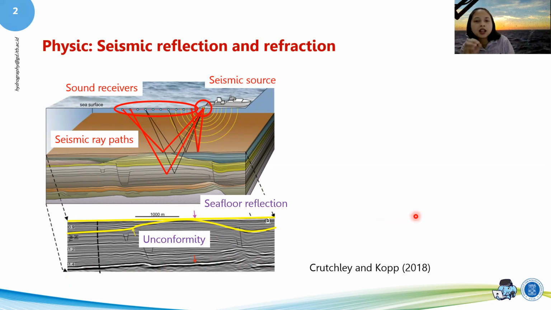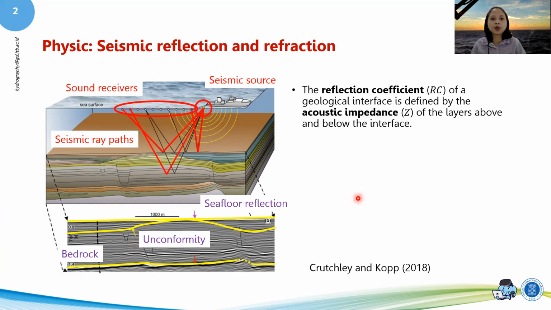Why is it stronger? It's basically because the reflectivity of that layer is higher than the reflectivity of the layer above it. So that might actually be a bedrock, because bedrock has higher reflectivity than the sediment. And that could be explained in here. We have something called the reflection coefficient, or RC, that is basically defined by the acoustic impedance of the layers above and below the interface. The interface is basically the boundary.